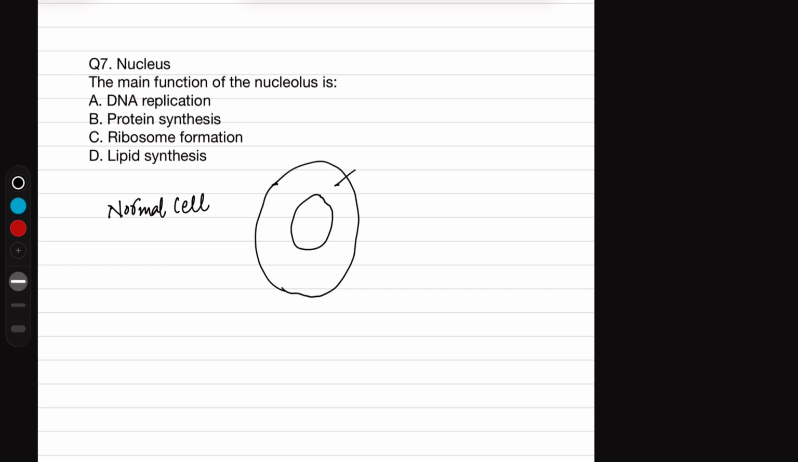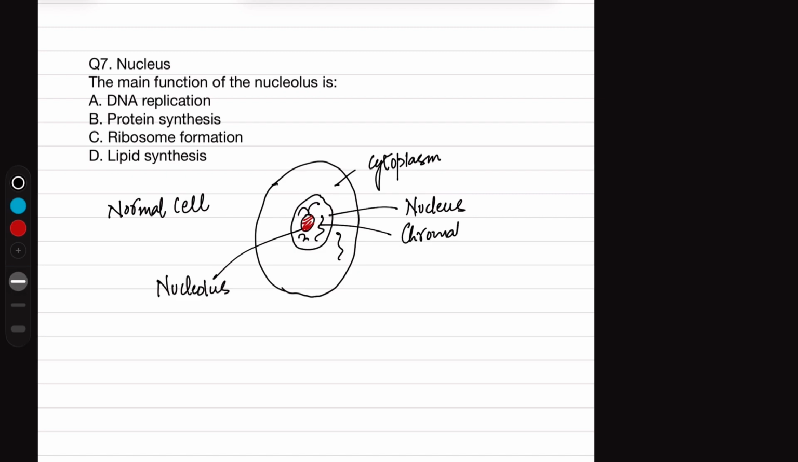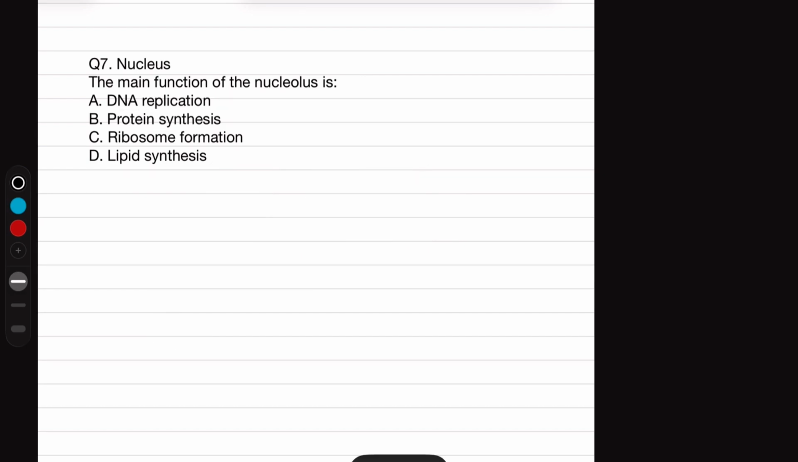Next is nucleus. The main function of nucleolus is, we are asked for nucleolus and not nucleus. So here you need to focus. If we see a plain cell, then here cytoplasm, nucleus, and inside of it nucleolus is present, and cytoplasmic material is present, and inside the nucleus chromatin is present. Chromatin is responsible for DNA replication, so here nucleus is part of that. Protein synthesis takes place in ER and lipid synthesis in SER. So our correct option will be ribosome formation, where we know ribosomal RNA is produced and assembled in the nucleolus.